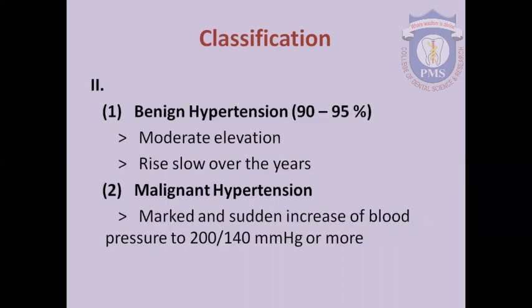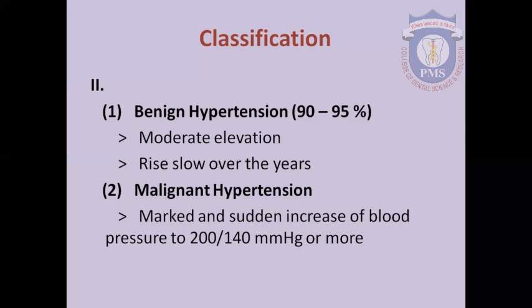Second classification: benign hypertension, which includes 90 to 95% of the cases. There is a moderate elevation of blood pressure, slow rise over the years.